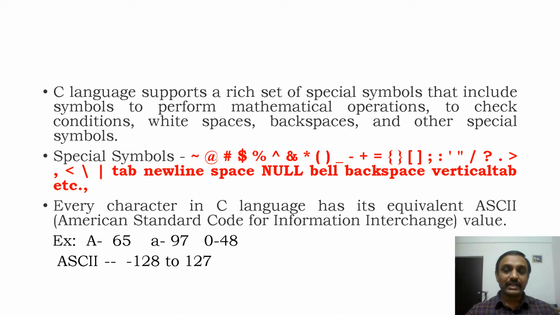So for each character to store in the C language, 1 byte of memory is allocated. So how many bits in 1 byte? That is 8 bits. Out of 8 bits, 7 bits are used to store one character. Then what about the remaining 1 bit? That is used for error checking purposes.